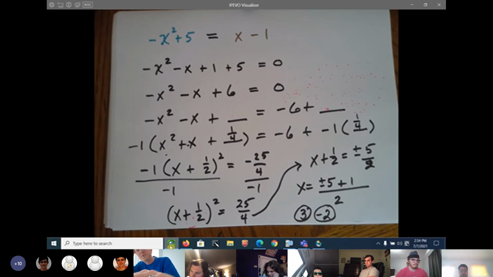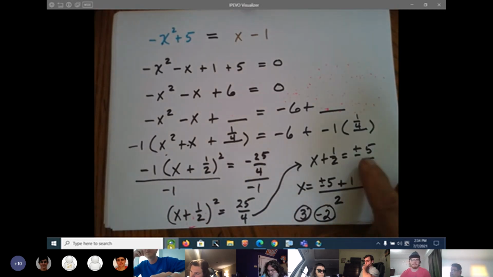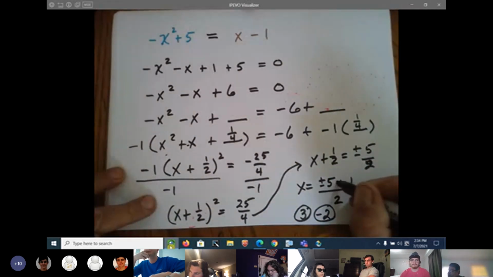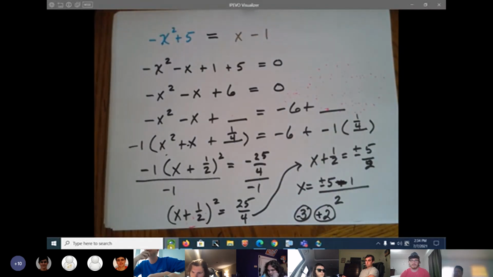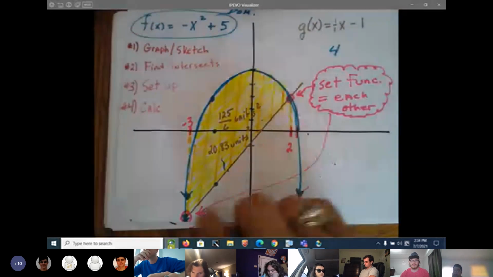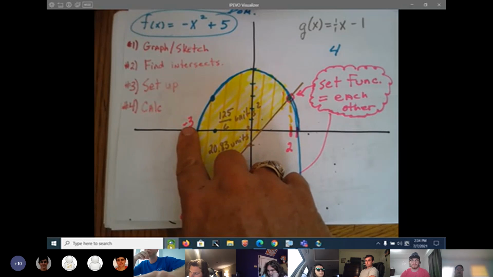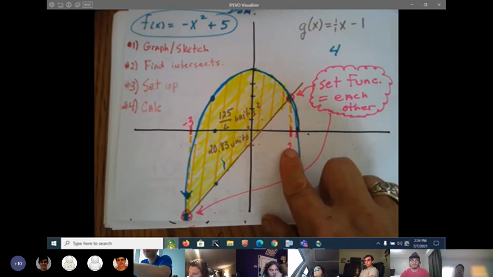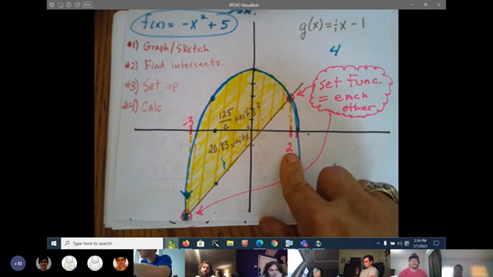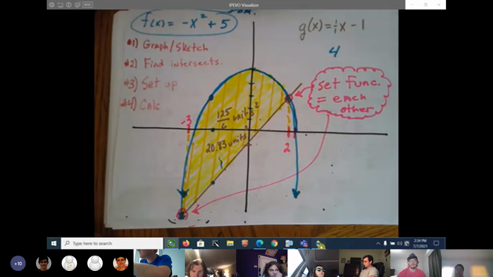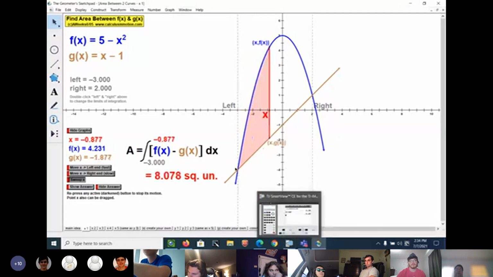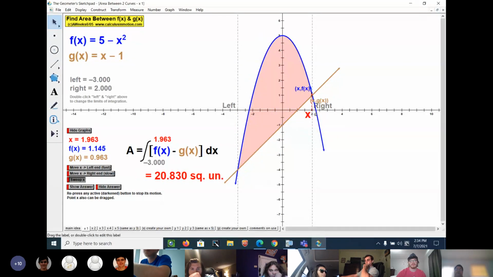Where you added that 1/4... Yeah, it's supposed to be a minus 1/2. Fine. Minus 1/2. It should be a negative 3 and a positive 2. There we go. I knew there was a mistake in there somewhere. So this point right here is at negative 3, and this point right here is at positive 2. So now your parameters are going from negative 3 to positive 2.